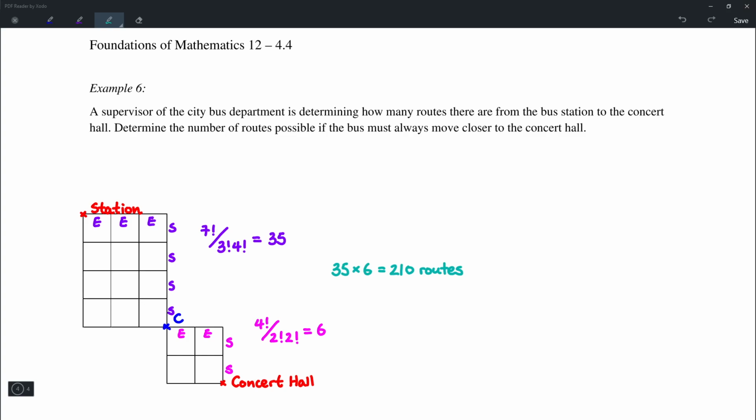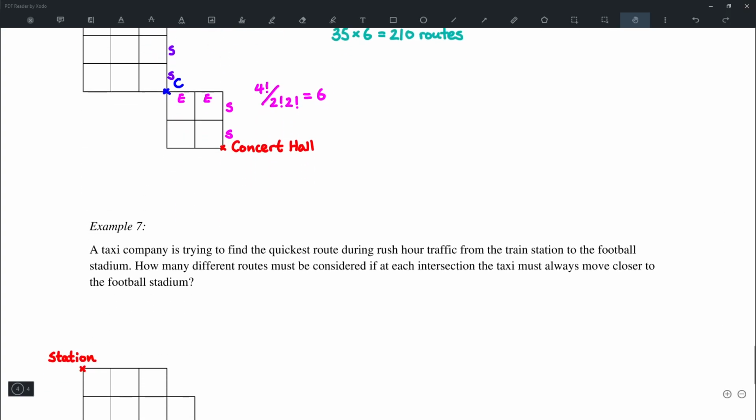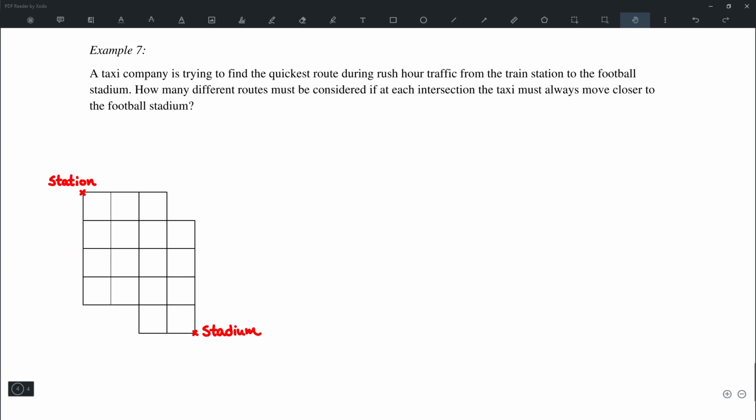Okay. One last example. What if we have something that's the shape is a little bit more irregular? So this time around, the easiest approach is probably to count the number of ways as we go. So from the station, we must move always closer towards the stadium. So notice that from the station to, let's say, this point here, there's only one way to get there. We have to move 1 east. Likewise, at this point, the only way to get there is east and then east again. Same thing from this point in the corner.